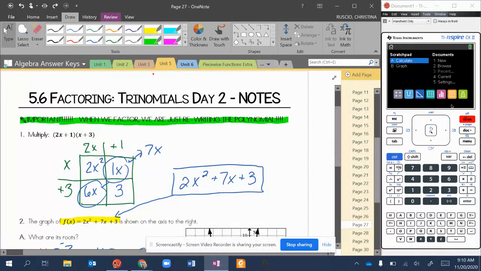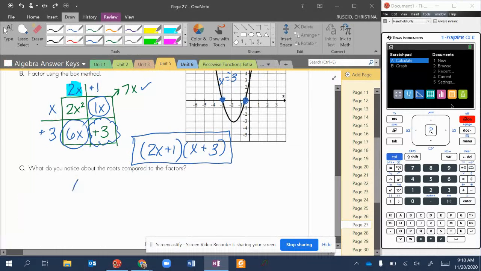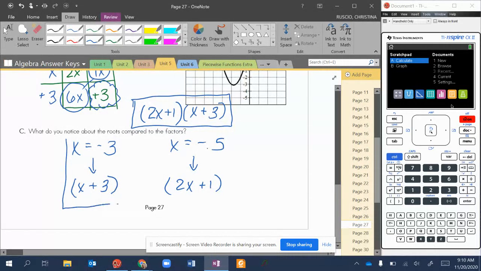Well, the negative 3, so the root of x equals negative 3, looks like it's friends with this factor here. And then the root of 2x plus 1 is friends with... I'm actually doing that backwards, let me not be confusing. So the root of x equals what we think is negative 0.5 is friends with this factor of 2x plus 1. So we can still see the connection here that the root is the different sign as the factor.